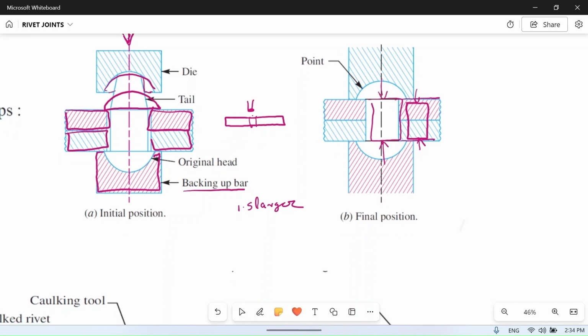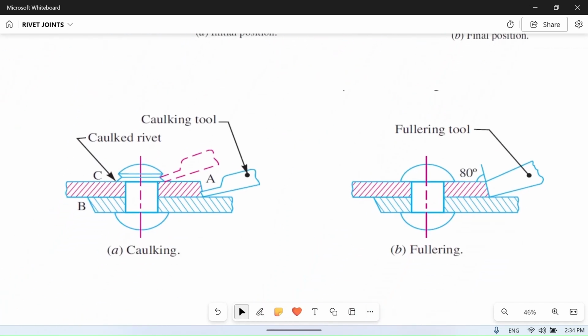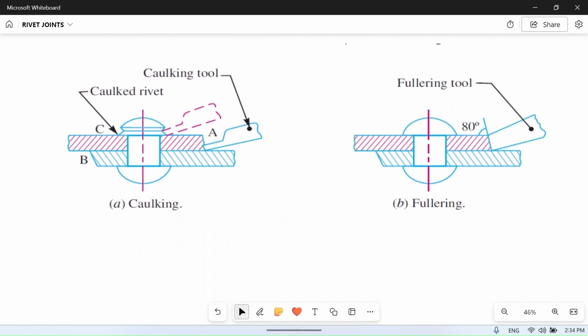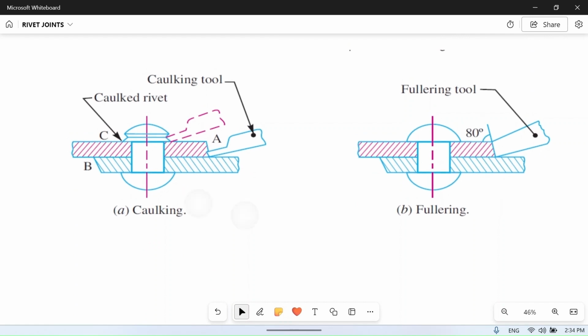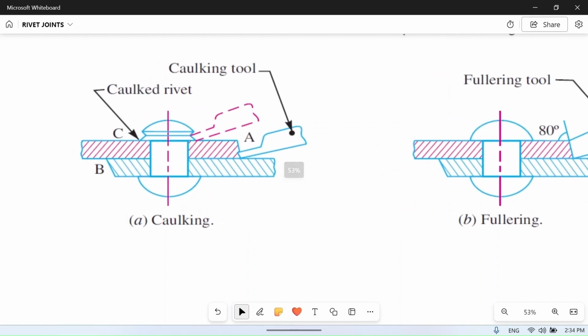And the last thing in our video is, what is caulking and fullering in riveted joints. So suppose we are using a rivet in a boiler or ship building, then we need a very leak proof joint. Okay, so this type of tool, this is a caulking tool. This type of tool is used, and it is kept here on the head of the rivet, and then it is hammered, and it is rotated.